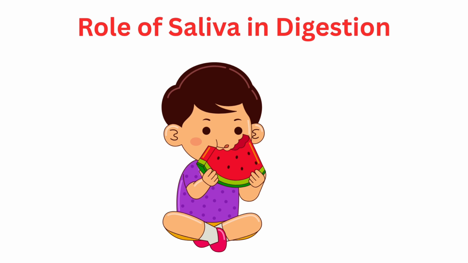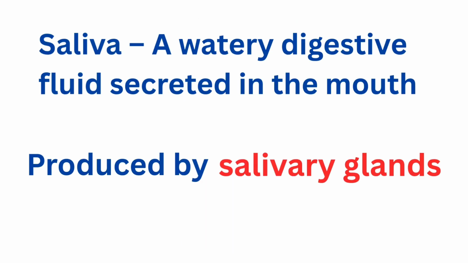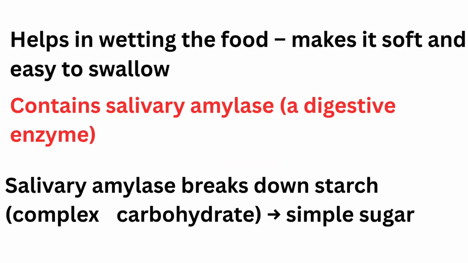But is that just water? No, it is actually a special digestive fluid called saliva, and it is secreted by salivary glands. So what does saliva really do? First, it wets and softens the food, like soaking a biscuit to make it easier to swallow. And second, saliva starts the real chemical process. It contains an enzyme called salivary amylase. Think of it like tiny scissors that cut big starch molecules into small sugars.